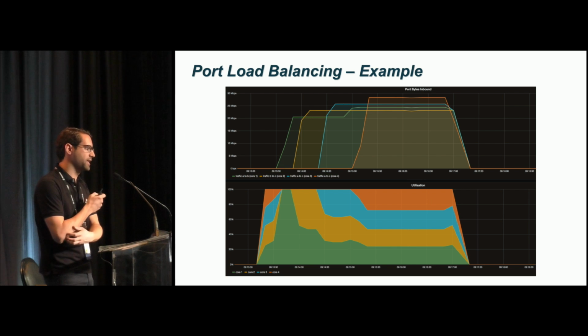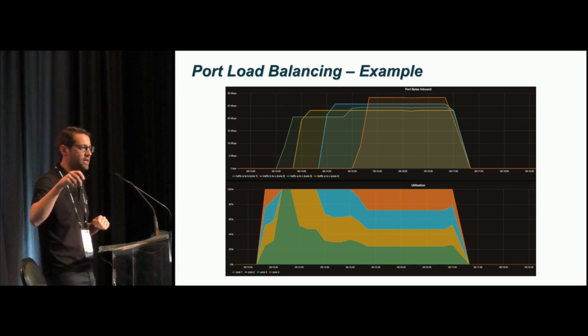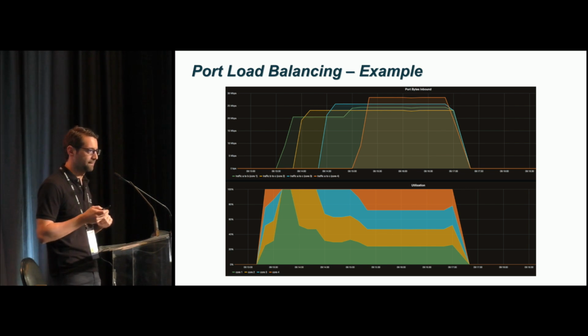So here's an example where we visualized our evaluation test case. We started 4 different traffic flows, and as we can see in the upper plot and in the lower plot, over time it converges to an equal share. We have 4 ports here, and the traffic is distributed across each port in equal amounts.